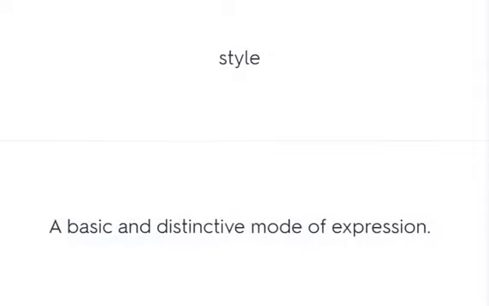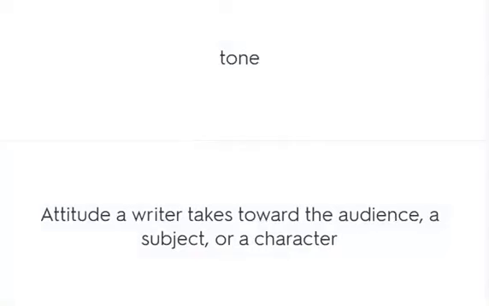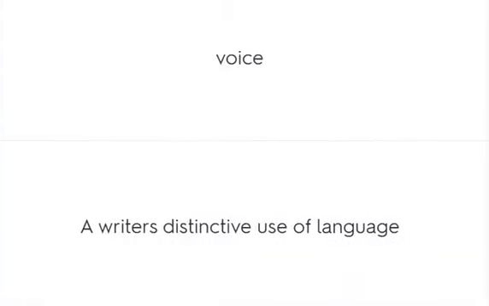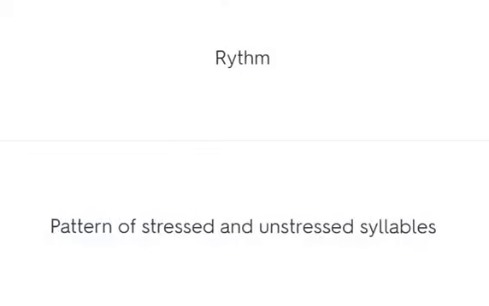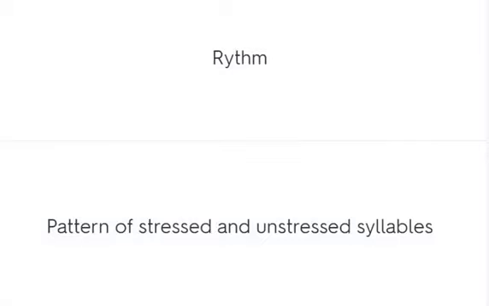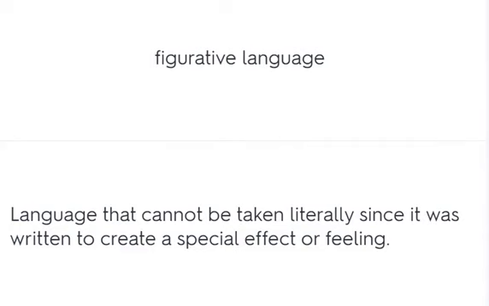Style, a basic and distinctive mode of expression. Tone, attitude a writer takes toward the audience, a subject, or a character. Voice, a writer's distinctive use of language. Rhyme scheme, a regular pattern of rhyming words in a poem. Rhythm, pattern of stressed and unstressed syllables. Figurative language, language that cannot be taken literally since it was written to create a special effect or feeling.